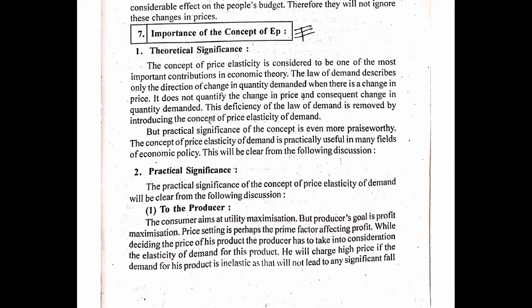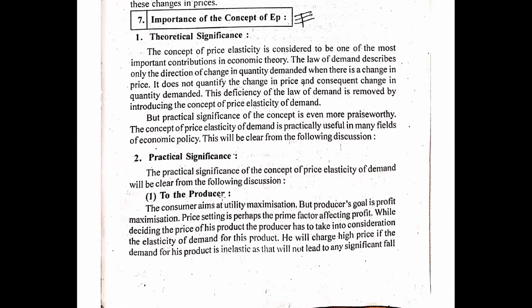So in other words, the law of demand is just a rough idea about price and demand, but the price elasticity of demand gives us a clear scenario about the proportionate and percentage change in the price and the demand, and how they are interconnected with each other. Now, the second significance is practical significance. In the practical significance, the first one is to the producer. How is the price elasticity of demand important for the producer?